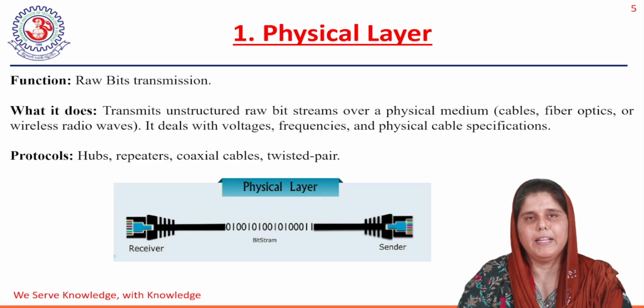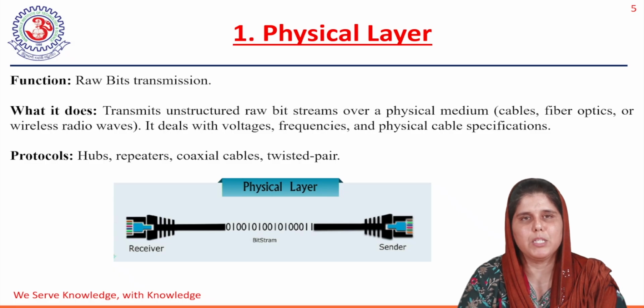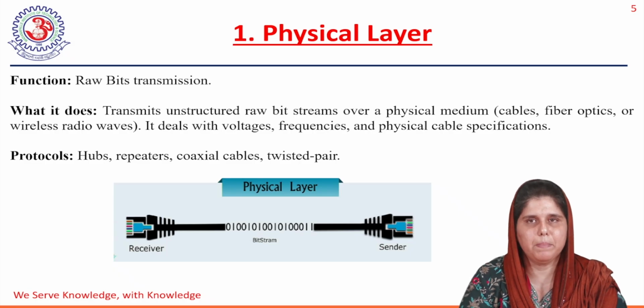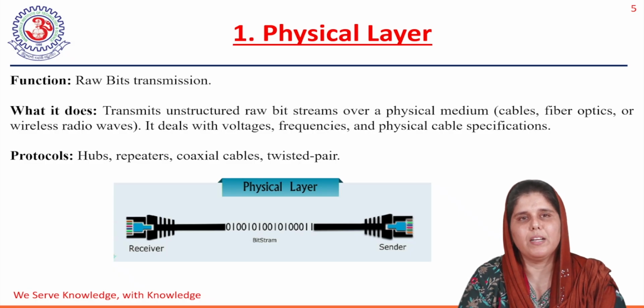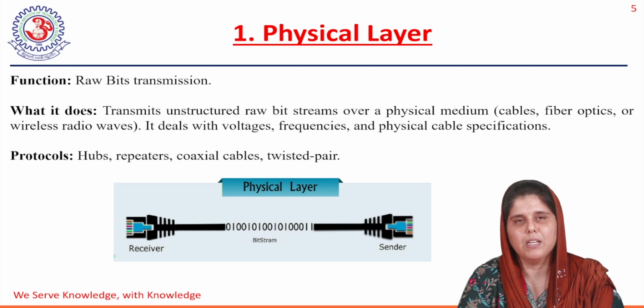The first layer is the physical layer. In the physical layer, raw bit transmission takes place. That is, it transmits an unstructured raw bit stream over a physical medium, that is, via cables, fiber optics, or wireless radio waves. So it deals with the voltages, frequencies, and physical cable specification. Various protocols and devices used here are hubs, repeaters, coaxial cables, and twisted pair cables. In the physical layer, we are going to convert signals into raw bit transmission.